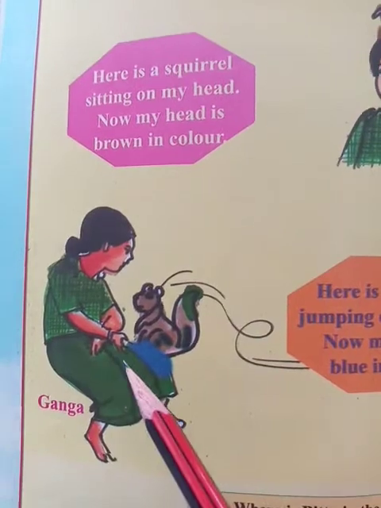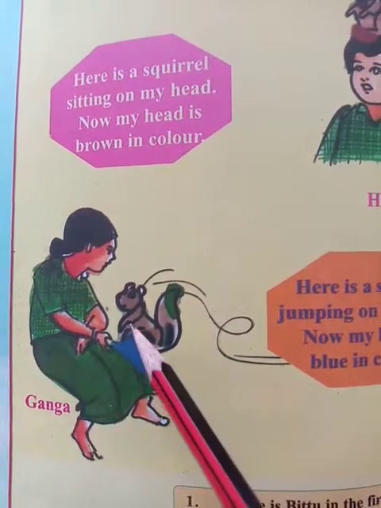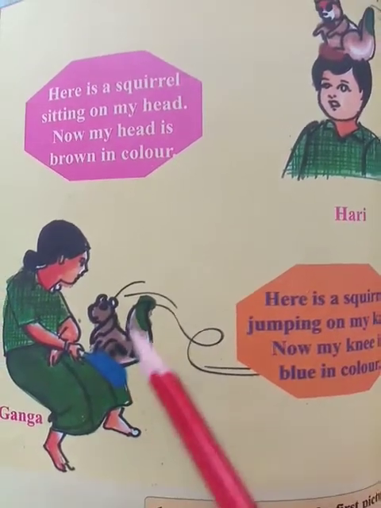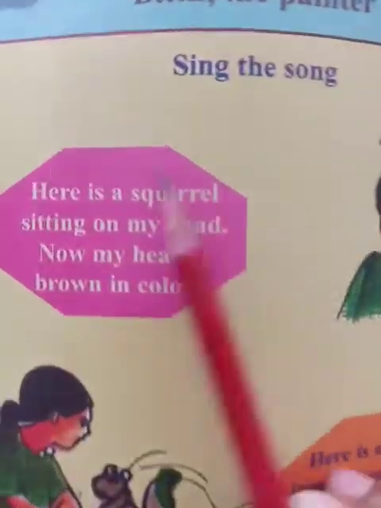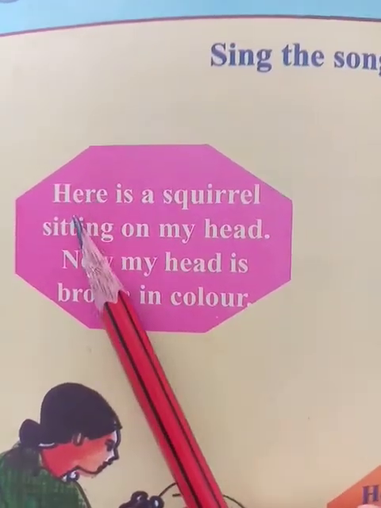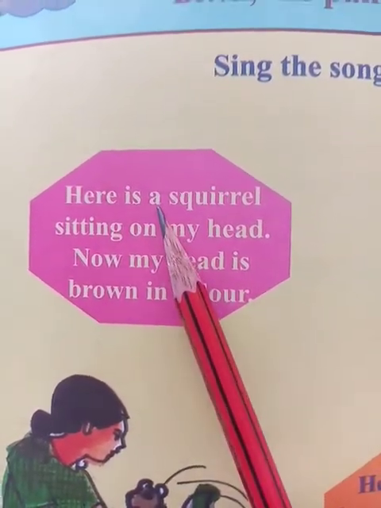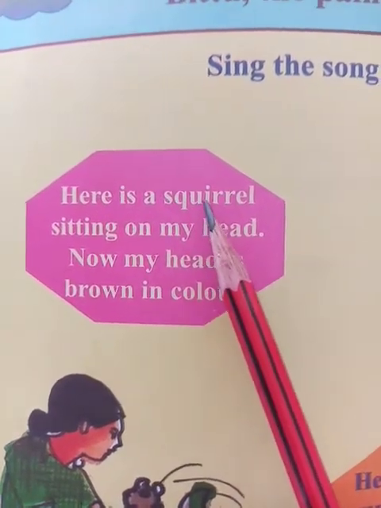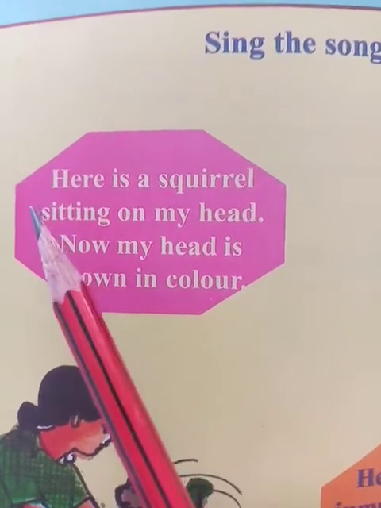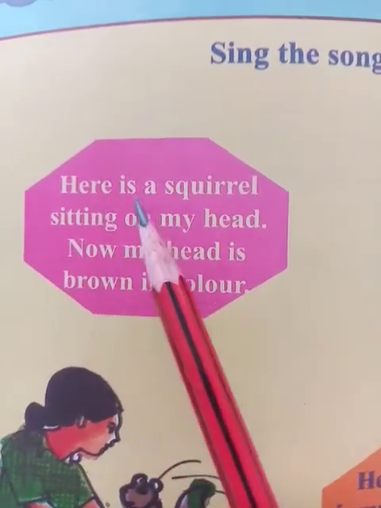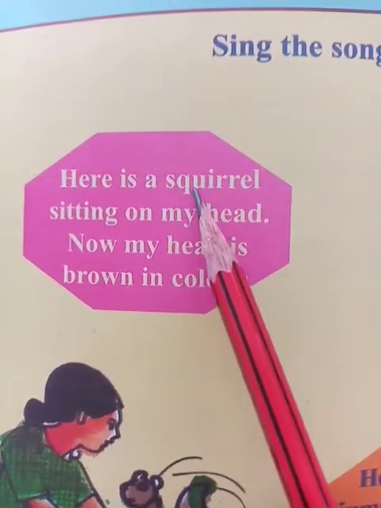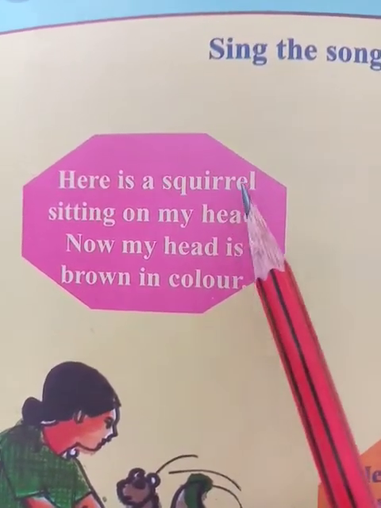Here, the girl's name is Ganga. Ganga is sitting. And what is on her knee? Yes, a squirrel. Okay, so we have to sing this song. See here, first line: H-E-R-E, here, I-S, is, a squirrel, S-Q-U-I-R-R-E-L, squirrel.